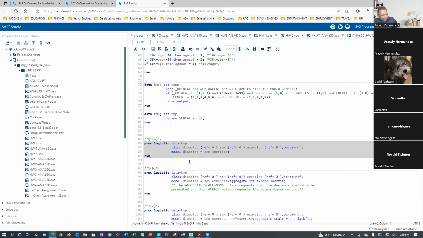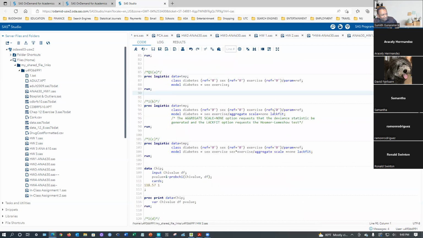Plus that, instead of that one, if you run something like this, I'm going to add something: aggregate, scale, lack of fit. The aggregate and scale none options request that the deviance statistics be generated, and the lack of fit option requests the Hosmer-Lemeshow test. See that? Okay, the same thing.